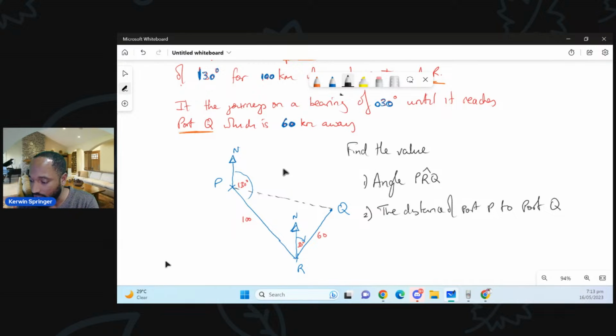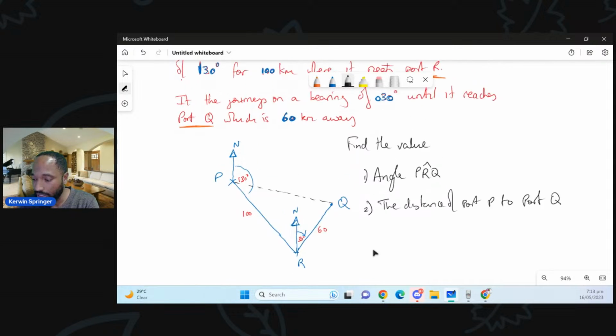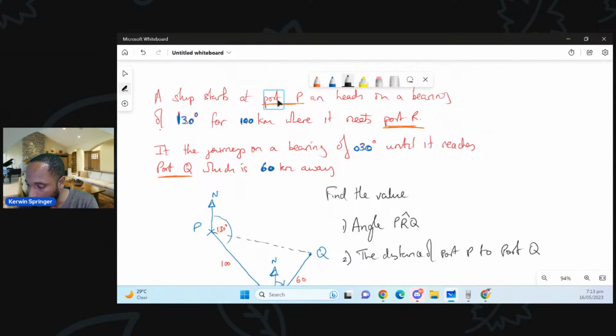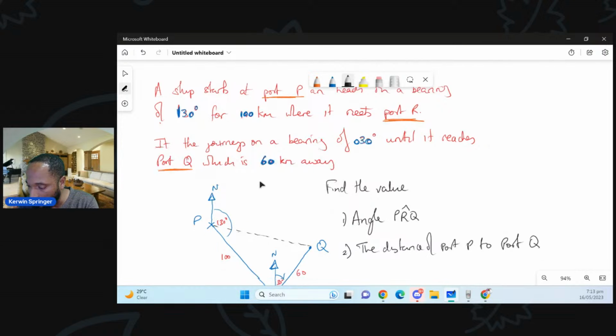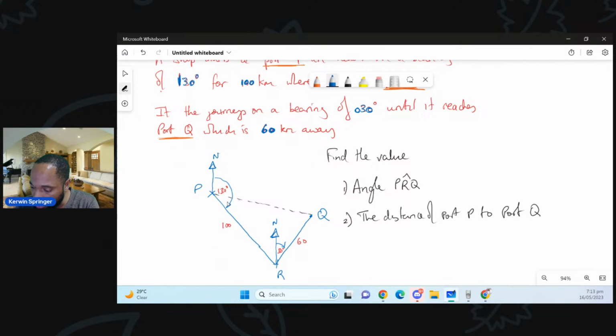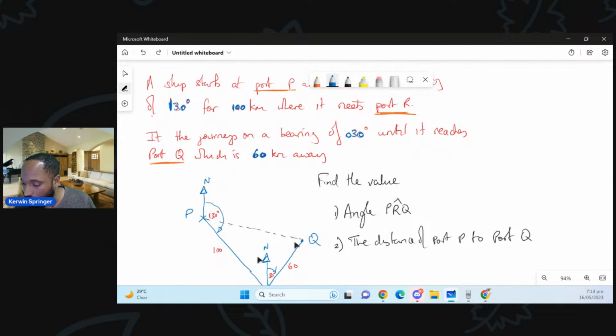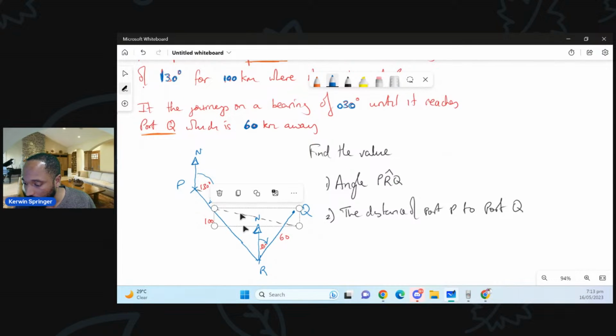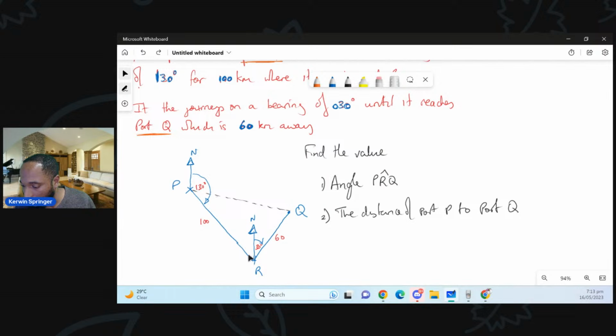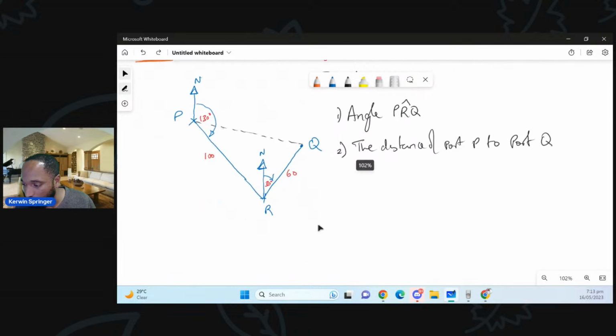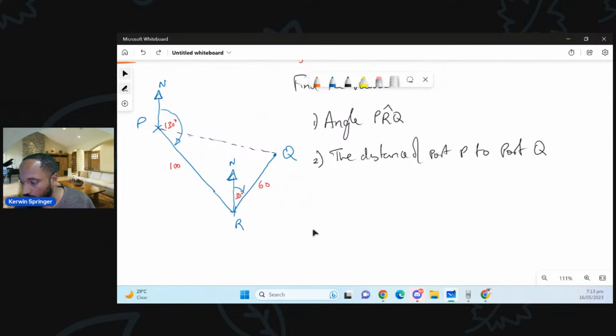So I was looking for answers and people are saying it's 80. What's the size of angle PRQ? Classic. To quickly recap: left port P on a 130 degrees bearing. Bearings are clockwise, taken from the north, to the line that connects the two points. It stops at R, which is 100 kilometers away. Then it goes on another bearing of 30 degrees, 60 kilometers away to point Q, and they want us to find the value of angle PRQ. That's this angle here. You can clearly see that this angle is made up of this angle and that angle.